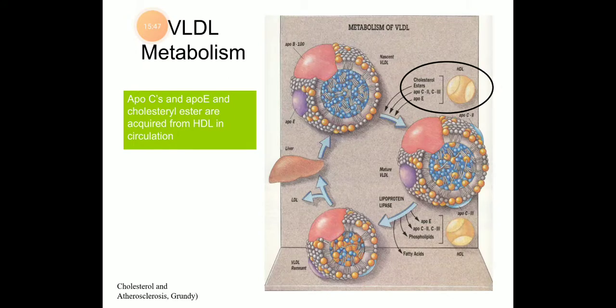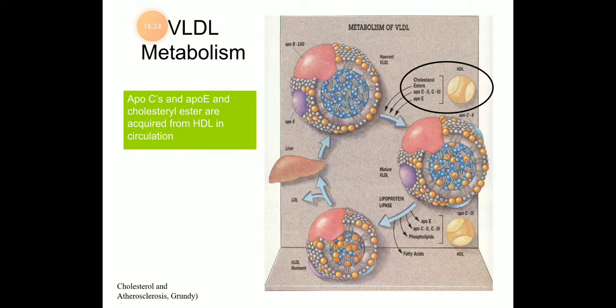Now, in VLDL metabolism, ApoCs and ApoEs and cholesterol esters are acquired from HDL in the circulation. So the thing which we have to remember is that VLDL triglycerides are hydrolyzed by lipoprotein lipase. They are yielding free fatty acids for storage in adipose tissues and for oxidation in tissues such as cardiac and skeletal muscles. As mentioned, triglycerides of VLDL and chylomicron share the same pathway for hydrolysis by lipoprotein lipase.